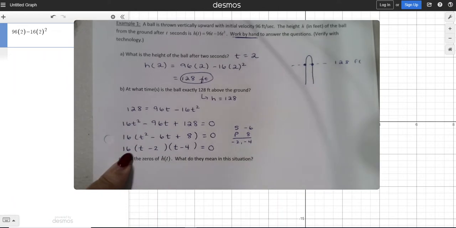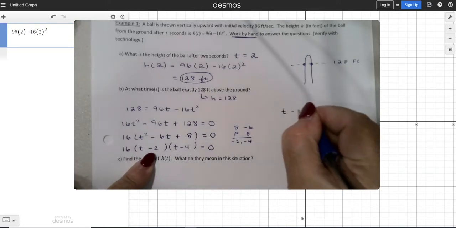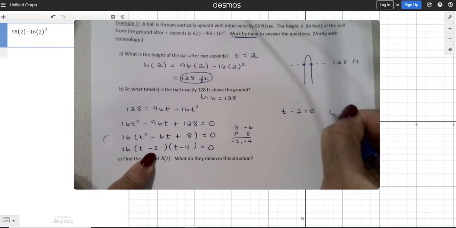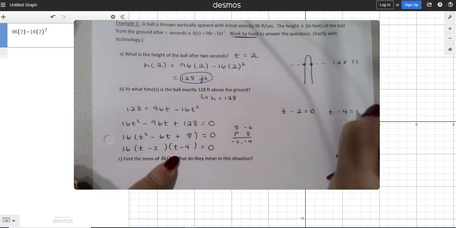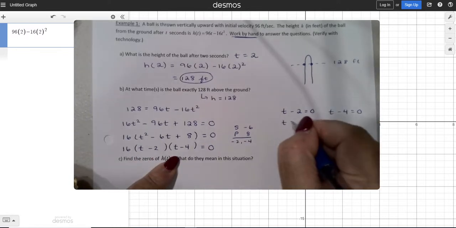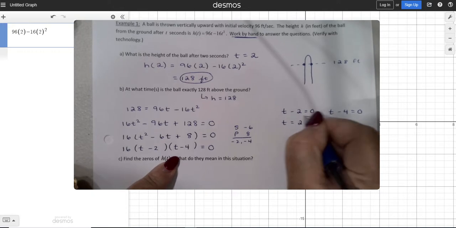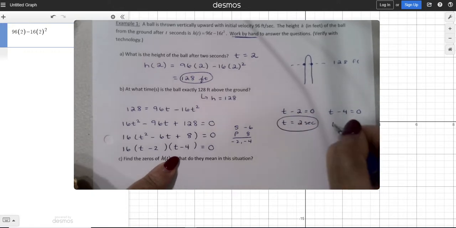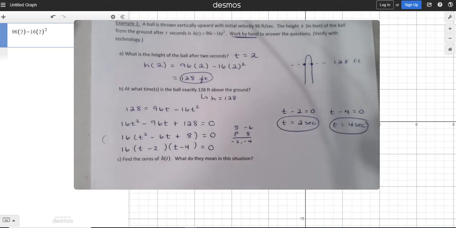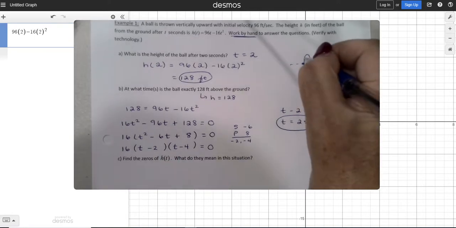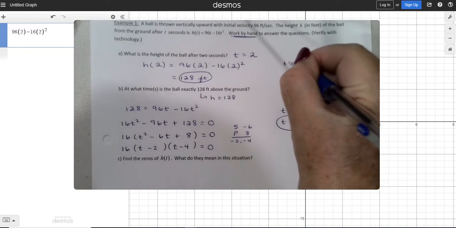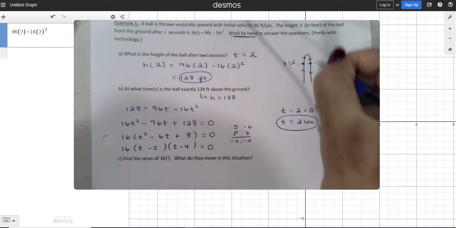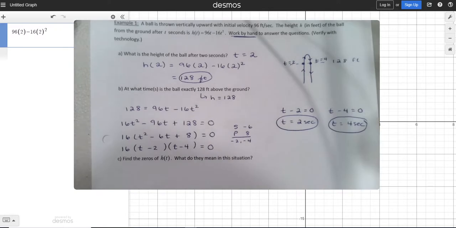All right, there's no variable factored out here, and 16 certainly does not equal 0, so I can pretty much ignore that. And just go to the t minus 2 equals 0, and t minus 4 equals 0. So we do get 2 seconds like we expected, but then we also get 4 seconds. So it must be on the way up. This happened at 2 seconds, and then on the way back down it must have happened at 4 seconds.